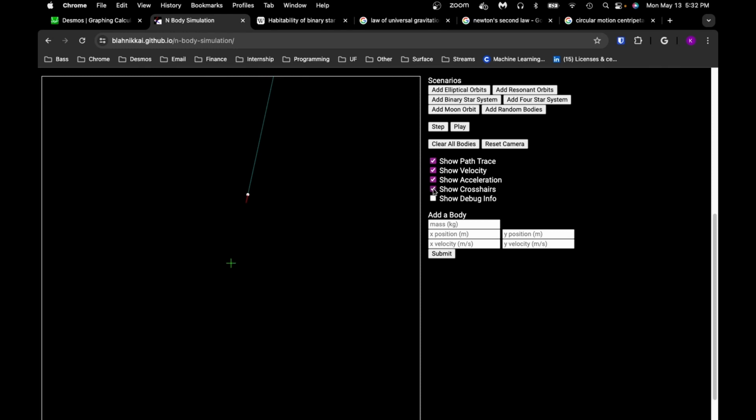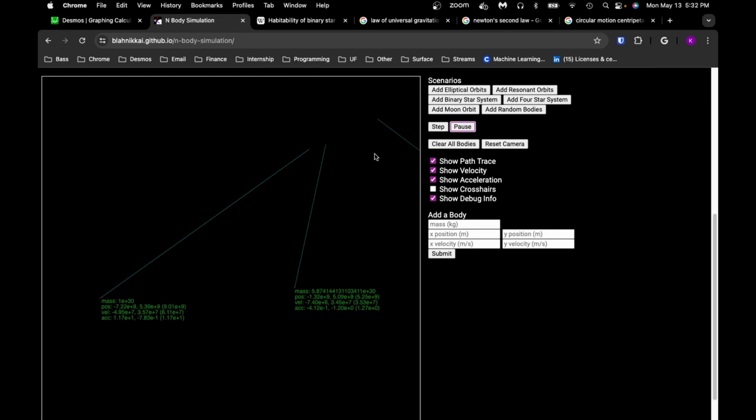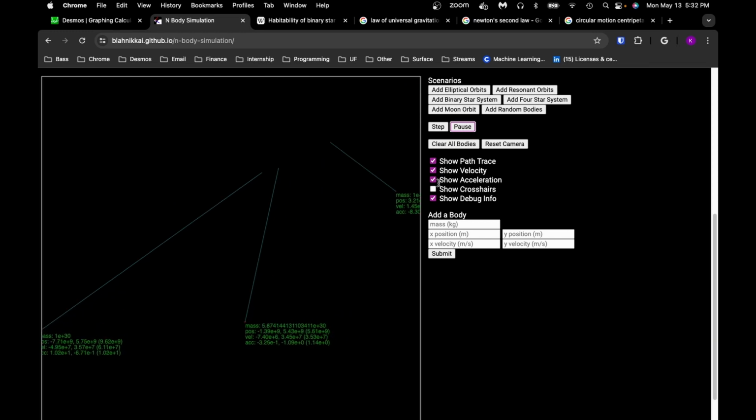If we put the debug info back on, we can see that the acceleration is almost nothing, 3.15 meters per second squared, compared to the velocity that already exists, which is in the tens of millions, right? That's like 35 million meters per second. So the acceleration really isn't going to do much to change that velocity, because there's barely any mass, so these bodies really don't affect each other much.